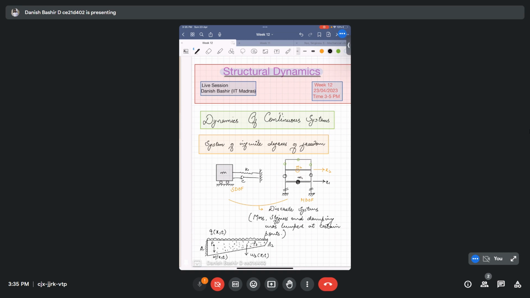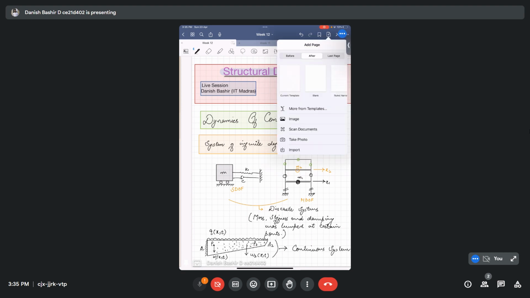So in today's live session, we will be dealing with these types of continuous systems only. And this is the case in practical scenarios, because we will be dealing with beams of different shapes, different sizes, different Young's moduli. So we have to take care of all these things. So this is a continuous system, and we will be dealing with continuous systems.